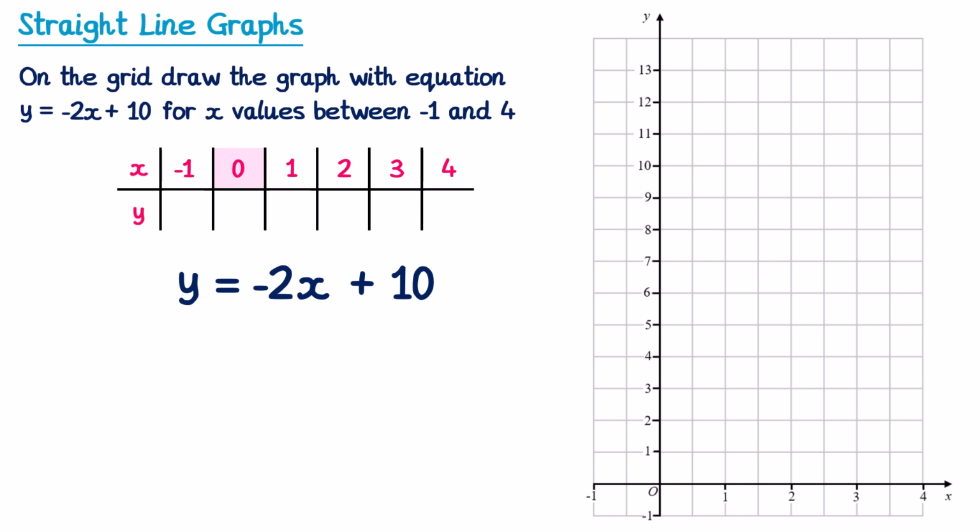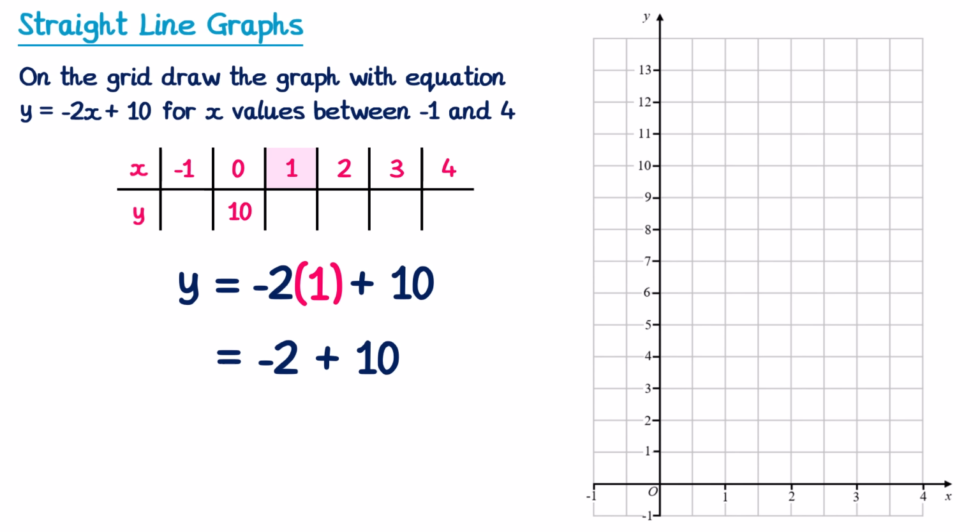And we'll start with 0 once again. So let's substitute the x for 0. It's negative 2 lots of 0 plus 10. Negative 2 multiplied by 0 is 0. So we have 0 plus 10, which is 10. So if x is 0, y is 10. Now let's move on and substitute 1 in. So this time we replace x with 1. We've got negative 2 lots of 1 plus 10. Negative 2 multiplied by 1 is negative 2. So we have negative 2 plus 10.